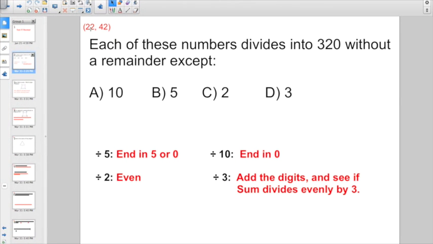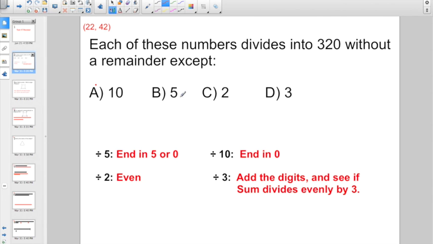Let's kick it off with one coming at us from lesson 22 and 42, divisibility rules. This question is going to say, each of these numbers divides into 320 without a remainder except. You could set up 320 in a divide box and try to divide each one of these out. But there's a whole lot easier way if you remember. It will divide by 5 if it ends in 5 or 0.